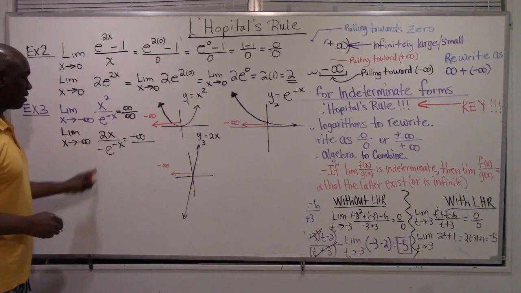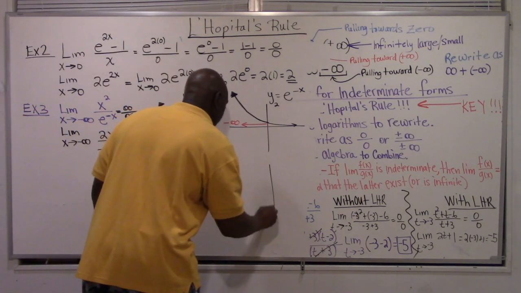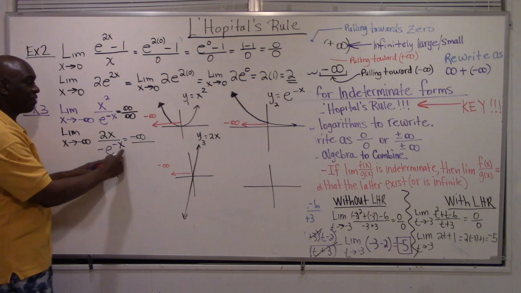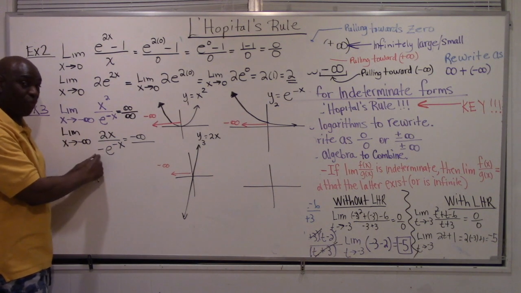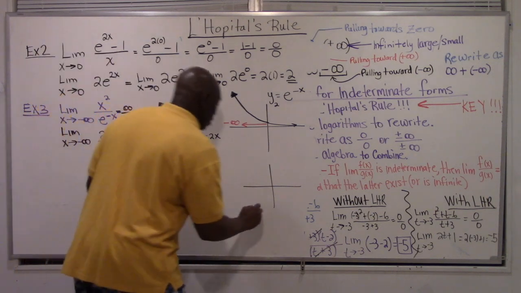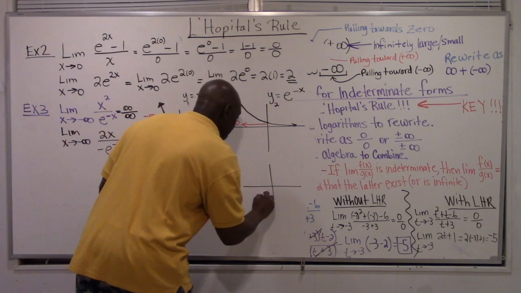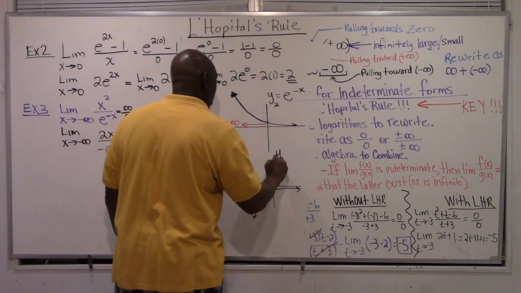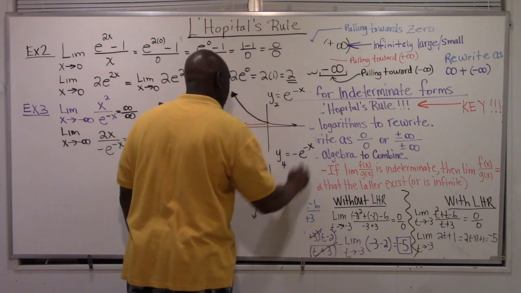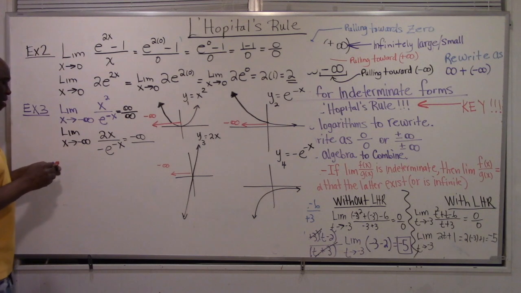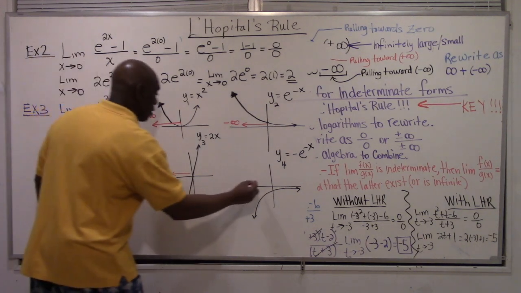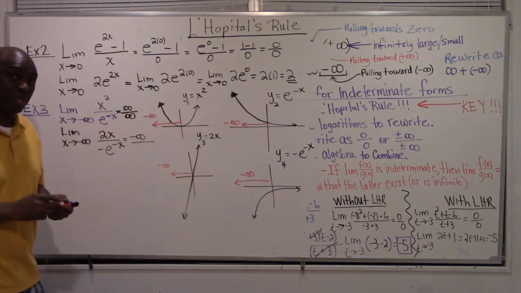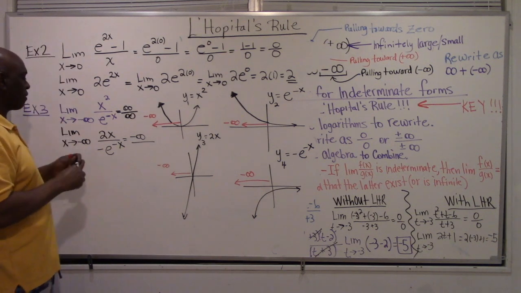Divided by, let's take a look at this one right here. Basically, we want to take e to the negative x and reflect it over the x-axis. He's going to look like this. We'll call him y4, which equals negative e to the negative x. Now as x goes to negative infinity, which way is the graph going? Right, negative infinity.